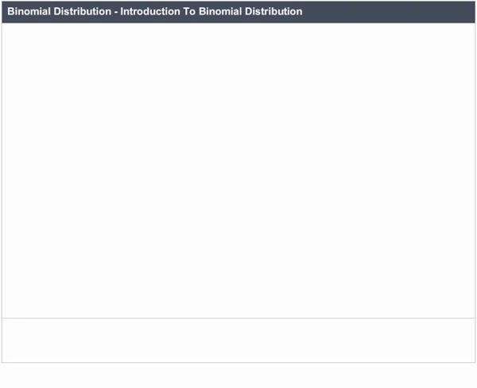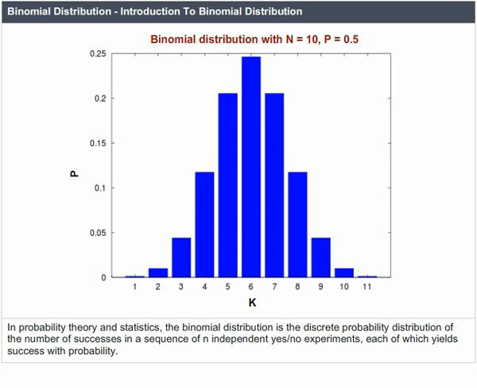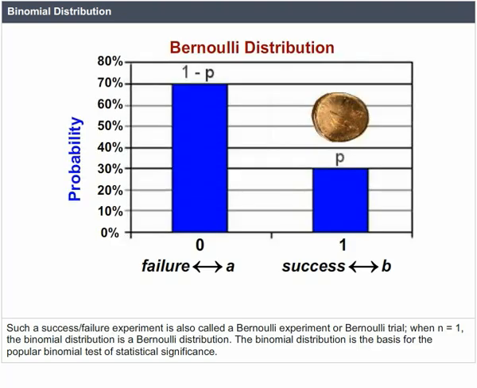In probability theory and statistics, the binomial distribution is the discrete probability distribution of the number of successes in a sequence of n independent yes or no experiments, each of which yields success with probability p. Such a success or failure experiment is also called a Bernoulli experiment or Bernoulli trial. When n equals 1, the binomial distribution is a Bernoulli distribution. The binomial distribution is the basis for the popular binomial test of statistical significance.